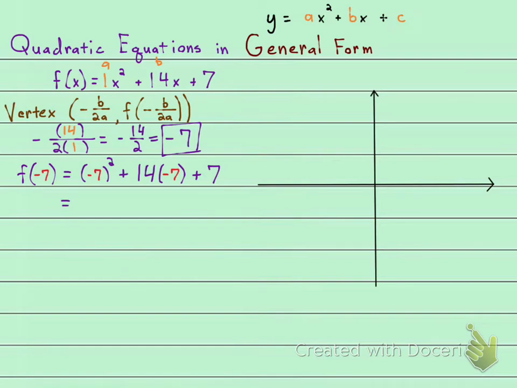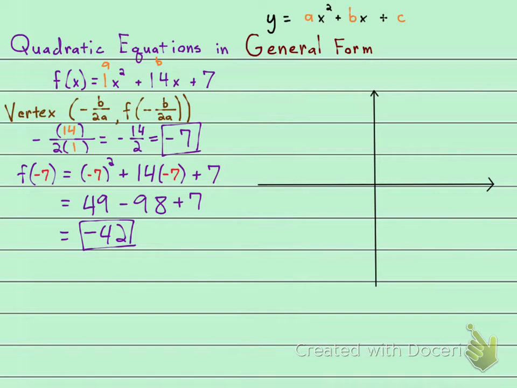All right, let's simplify. Negative 7 squared is a negative times a negative. It's a positive 49 plus 14 times negative 7. Let me get my calculator. 14 times negative 7 is negative 98 plus 7. And calculator again. 49 minus 98 plus 7 is going to give me a negative 42. All right, so at this point I can find my vertex. It's at negative 7, negative 42.